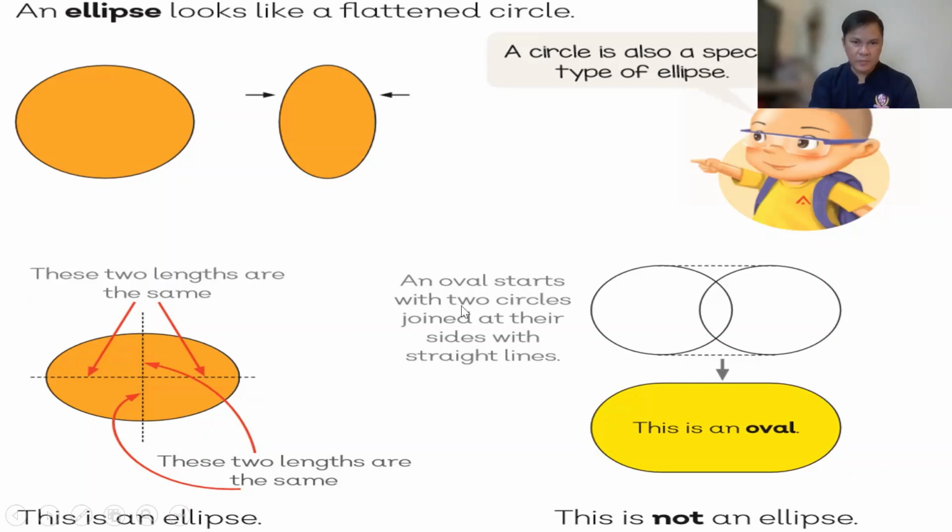An oval starts with 2 circles joined at their sides with straight lines. So this is an oval. This is an ellipse. This is not an ellipse. This oval is not an ellipse, because an oval has straight sides, while an ellipse doesn't have straight sides. An oval starts with two circles, remember? And when we join them together, they have straight sides. So ellipse and oval are not the same.